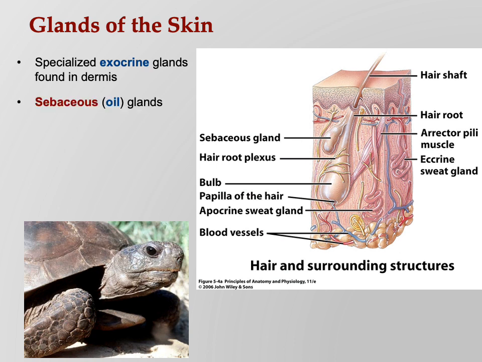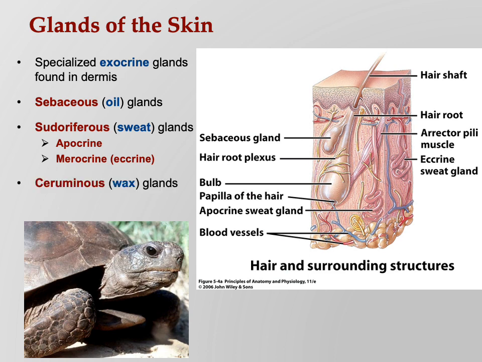So sebaceous or oil glands, sudoriferous or sweat glands. There are two kinds, apocrine and merocrine. Merocrine are also called eccrine. It's not my fault. There's nothing I can do about it. They named all this before I was born. I had to learn the names, and now you do too. It's just a fact of life. You have to know that merocrine and eccrine mean the same thing. Apocrine is very different, and we'll look at those differences coming up.